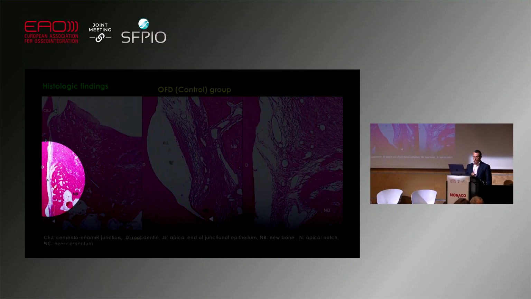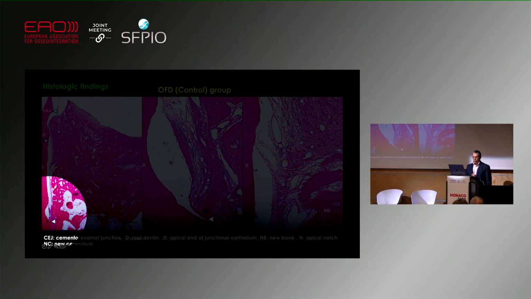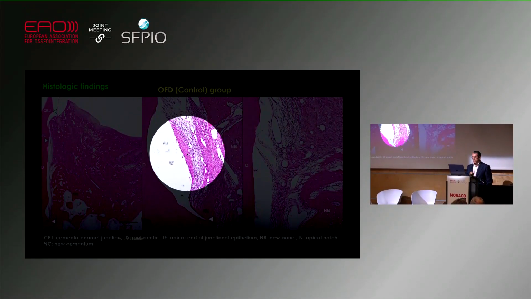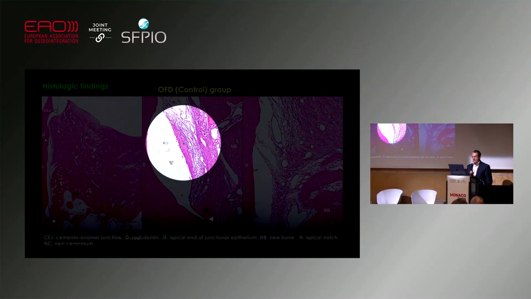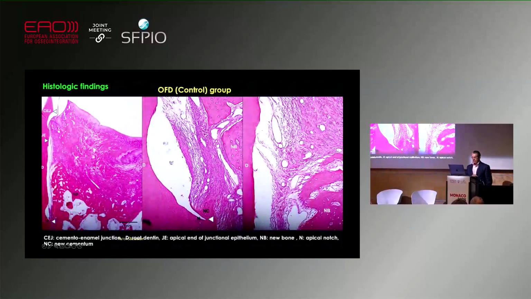What can we see here? You see the root surface, and coronally to the notch in the root surface that indicates the most apical part of the defect, we have mainly a long junction epithelium and very little regeneration, limited to the area of the notch of cementum, periodontal ligament, and bone, and you see these features at a high magnification at this slide.